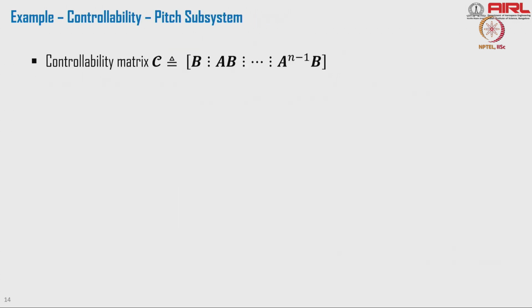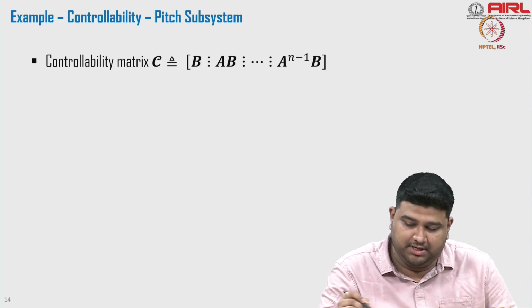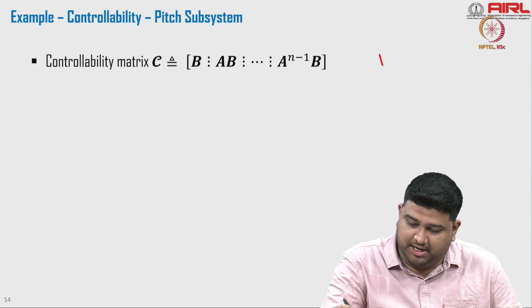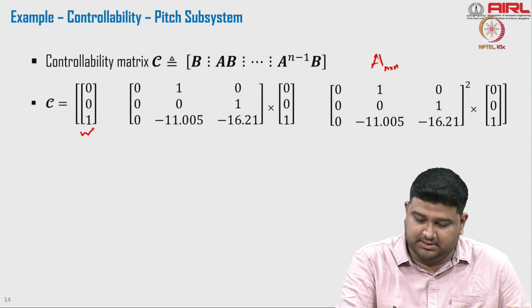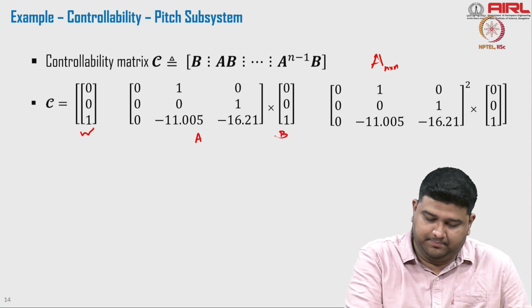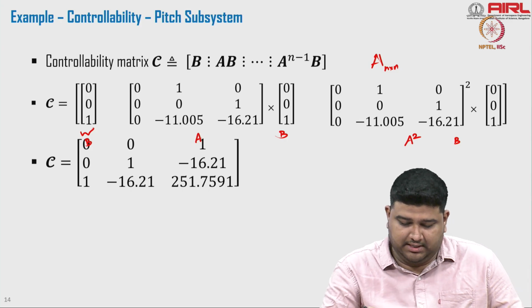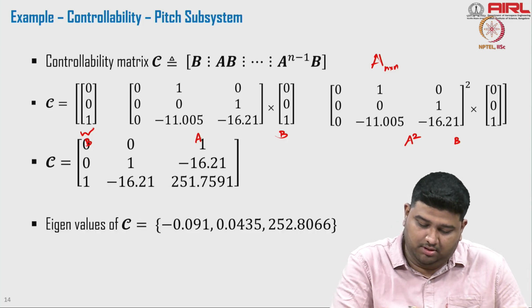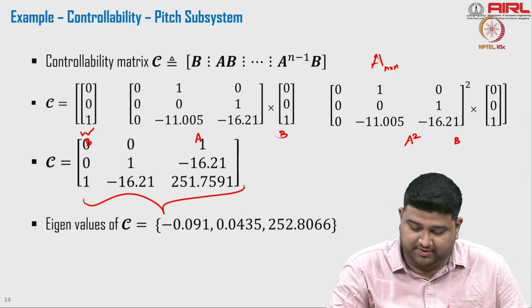Now let's talk about the controllability of the pitch subsystem. The controllability matrix C, as we know, is defined by this, which is just the columns B, AB, until A power n minus 1 B, where A is an n by n square matrix. So this is our B matrix, this is A times B, this is A square times B, and we find that the controllability matrix C is of this form.